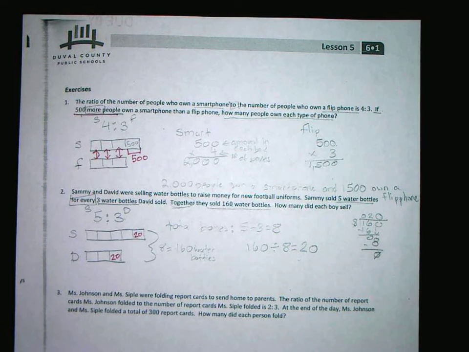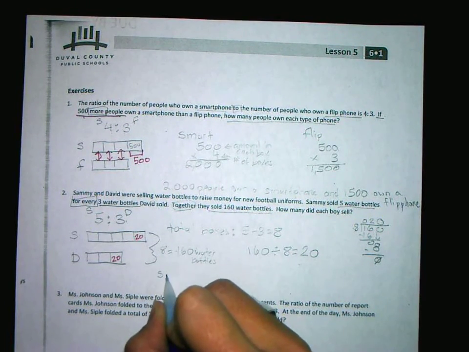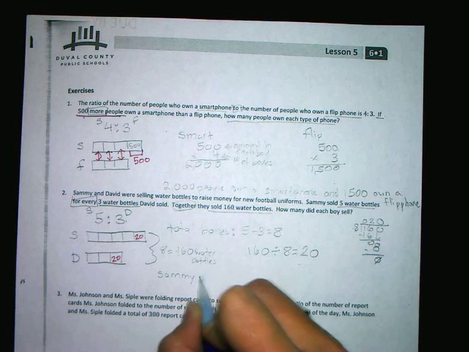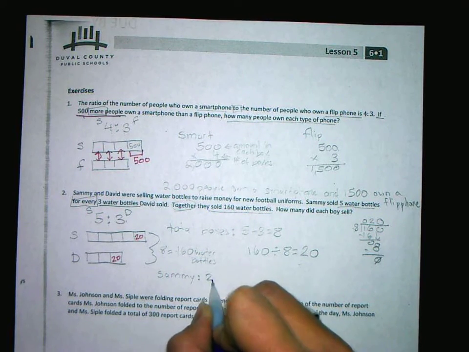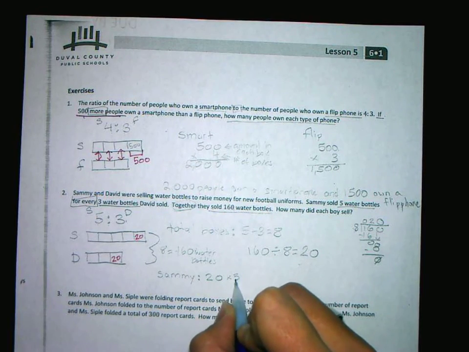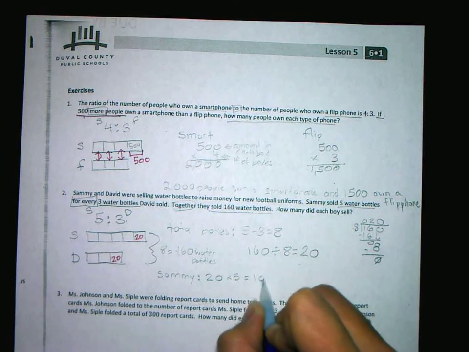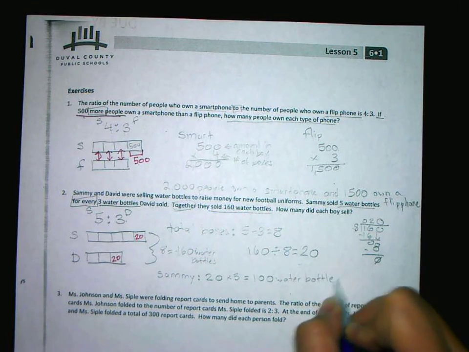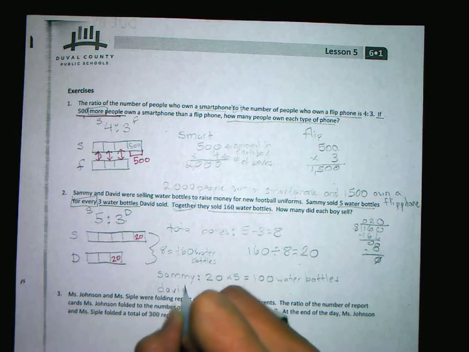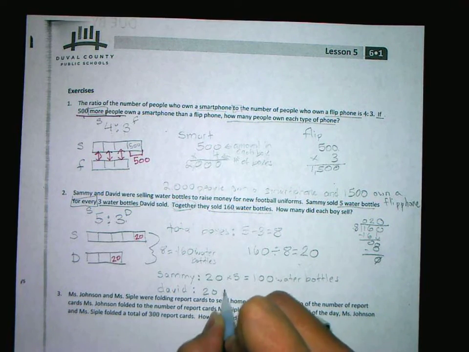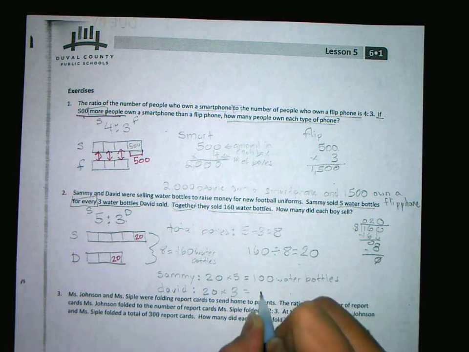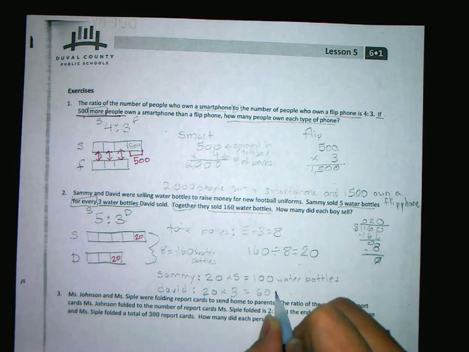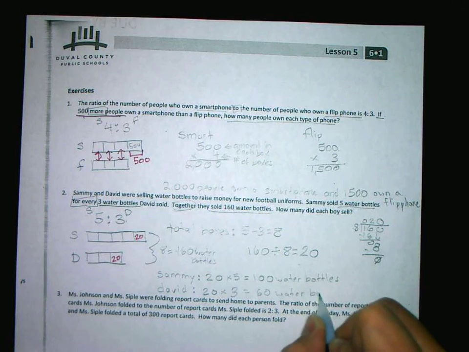So now that I know each box is worth 20, I can figure out how many water bottles Sammy sold and how many David sold. So if we're looking at Sammy, he's got 20, which is the value of each box, times 5 boxes. That's 100 water bottles. And for David, you've got 20, the value of each box, times 3. He only has 3 boxes. That's going to be 60 water bottles.